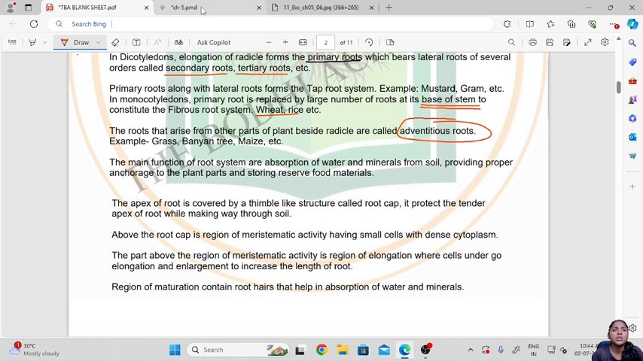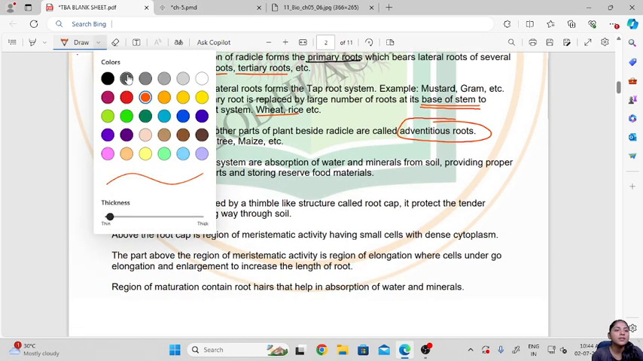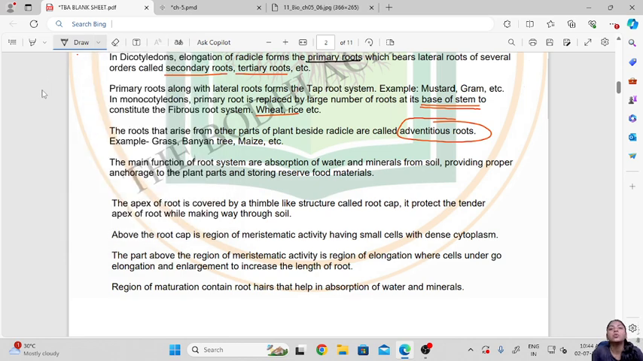Now what is the function of a root? We have seen what the structure of root looks like, but what is the function of this root system? The main function of root system is absorption of water and minerals from the soil. This is the very essential function.